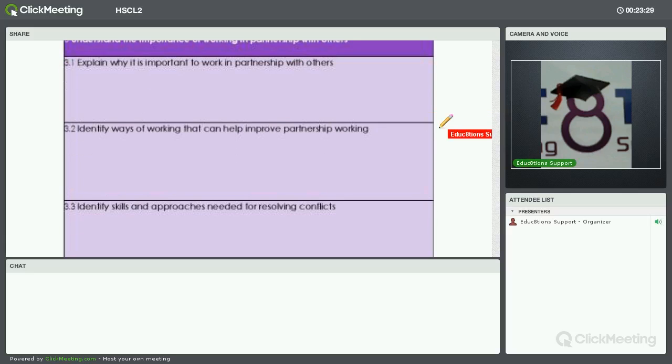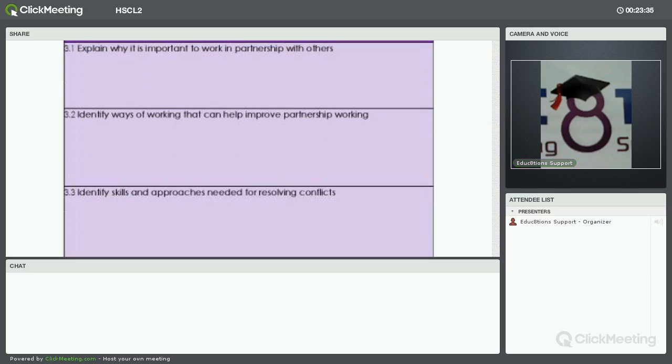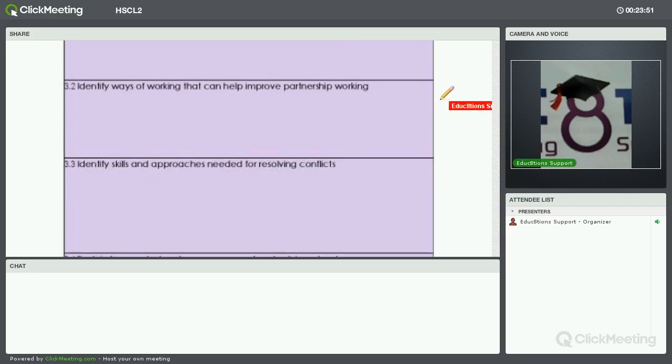And 3.2, identify ways of working that can help improve partnership working. So have you ever been working alongside someone or with someone and you thought to yourself, oh, it would be easier if we did this, it would be easier if we did that? So that's what I'm looking for here. Ways of working that could well improve that partnership.